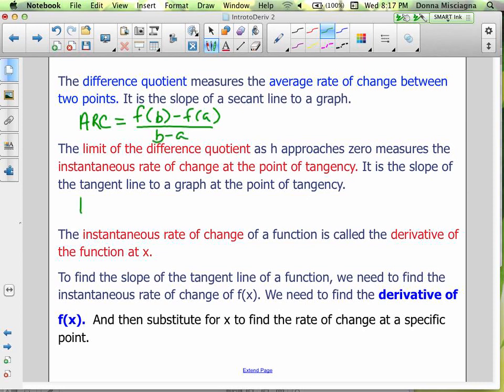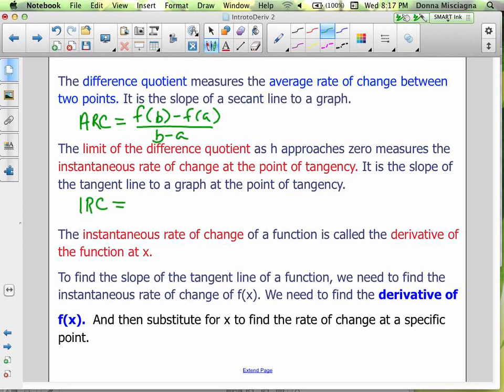If we want instantaneous rate of change, that's the limit of the difference quotient. So we take that, but we're taking the limit. And now the difference in our x coordinates is approaching 0. So instantaneous rate of change is the limit of the difference quotient as h approaches 0. That measures the instantaneous rate of change at the point of tangency. So we're measuring the rate of change at exactly some point for our function.